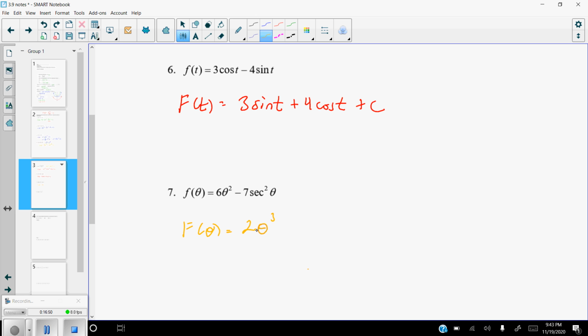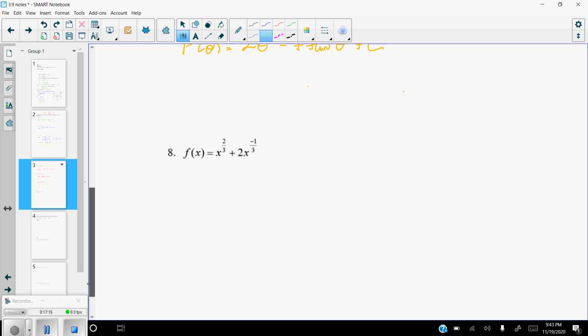And now the secant squared part, again, you just have to know that the derivative of tangent gives you secant squared, so the antiderivative of secant squared is going to be tangent. So it'll be minus 7 tangent of theta, and then plus c. So again, with the trig, you just have to know your trig derivatives so you can work those backwards. There's really no trick to those. And then the last one, number 8.